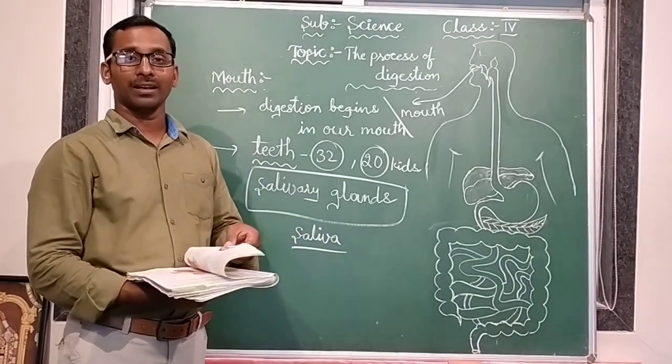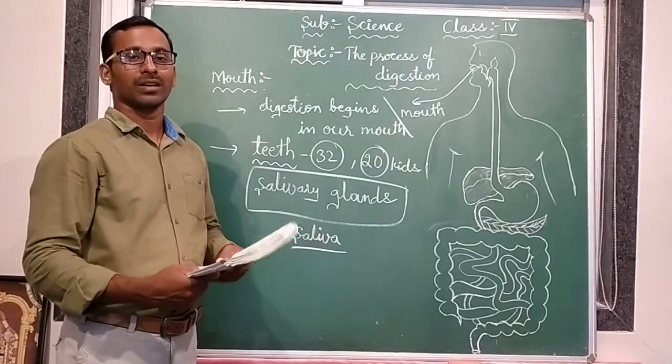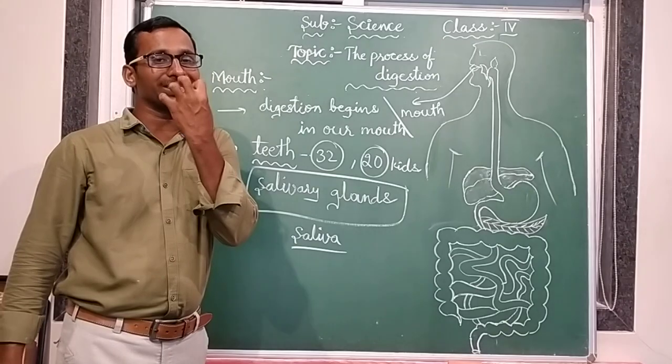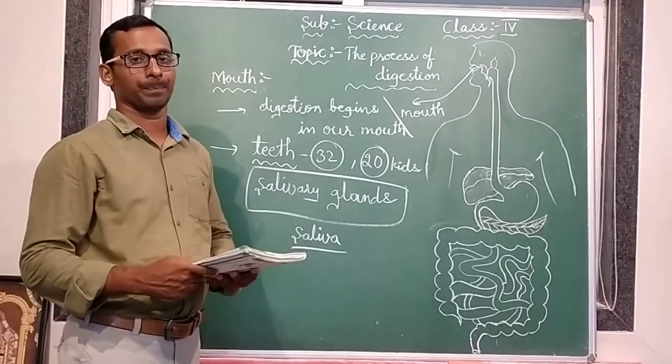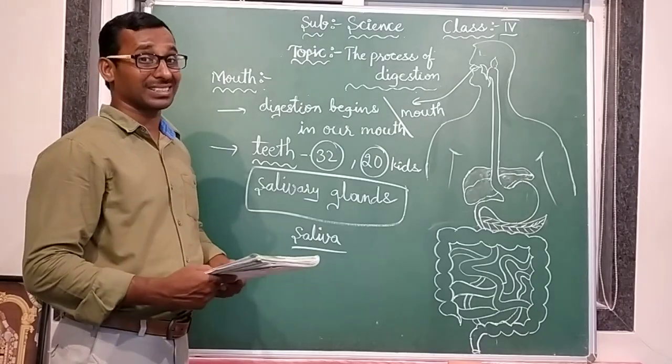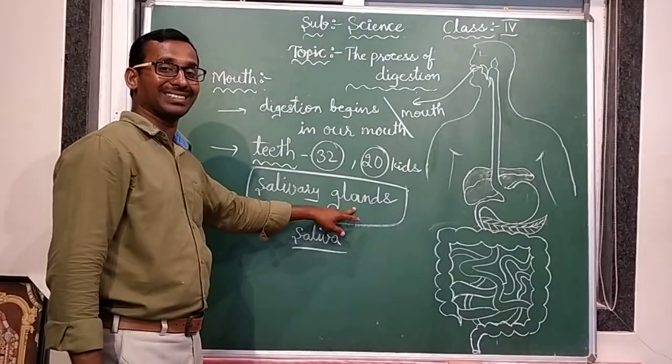Do you know saliva? Yes. What is that? Saliva means spit. When you open your mouth and see water, the mouth is getting water. That is called saliva. So how is it produced? With the help of salivary glands.